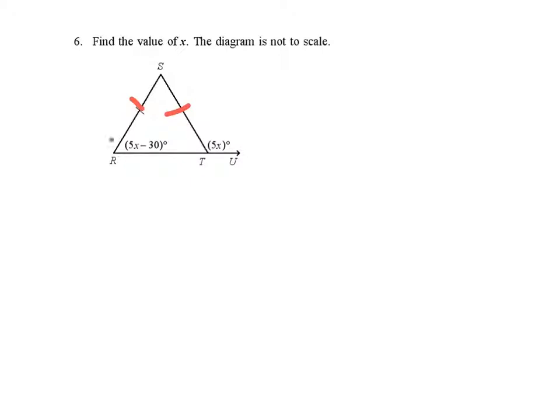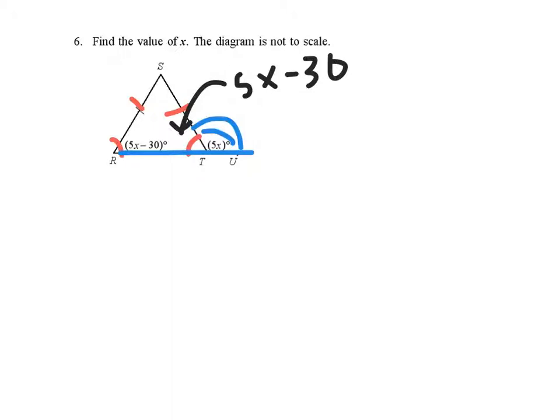I also know that this angle R and this one T have to be congruent because those sides are congruent. So if you want, you can add this angle here is 5x minus 30 as well. Notice that if I put that angle and this one together, together they just make a straight line. So those two should add up to 180.